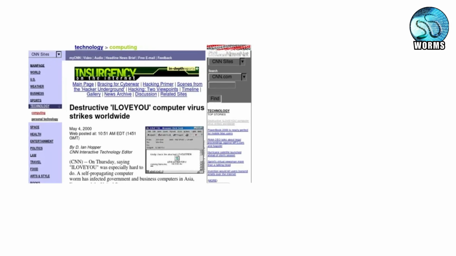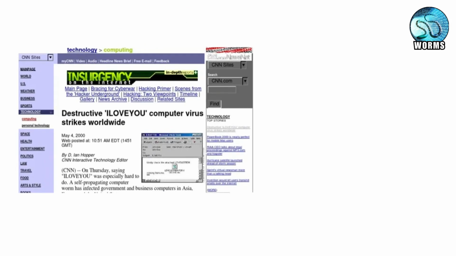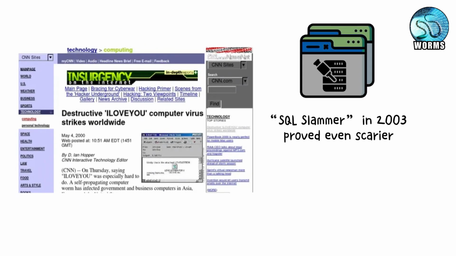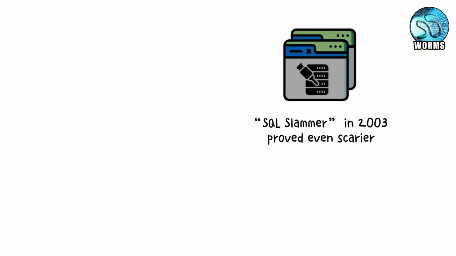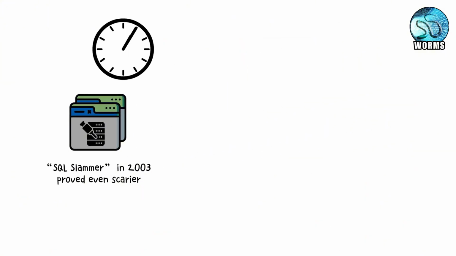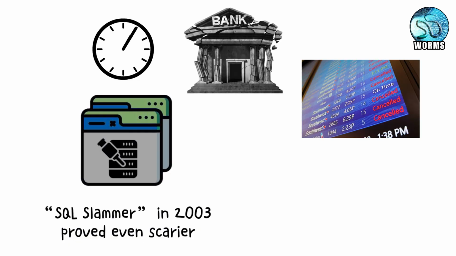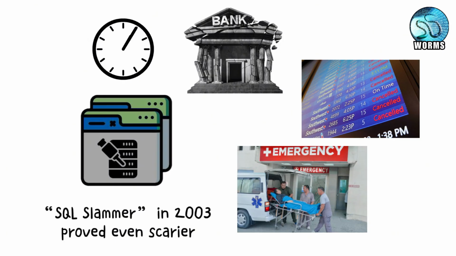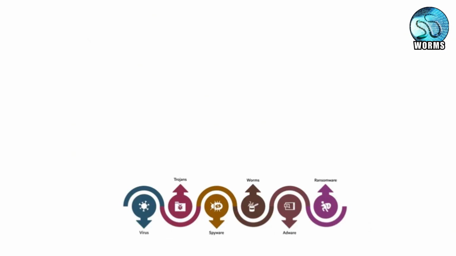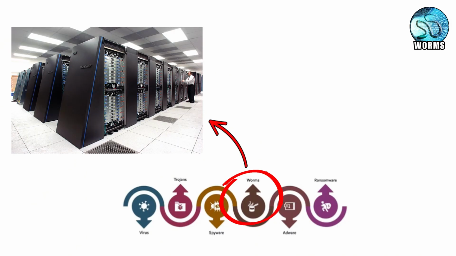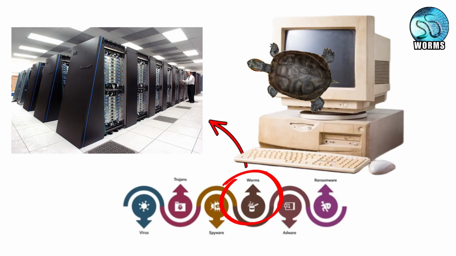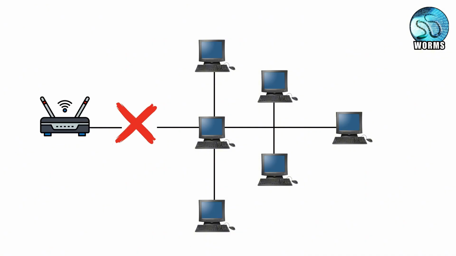The I Love You virus may have grabbed headlines, but worms like the SQL Slammer in 2003 proved even scarier. That worm spread so fast it doubled in size every 8 seconds, crashing banks, airlines, and even emergency services around the world. Unlike other malware that tries to stay hidden, worms often make their presence obvious by consuming massive system resources. Computers slow to a crawl, networks choke, and internet speeds plummet.